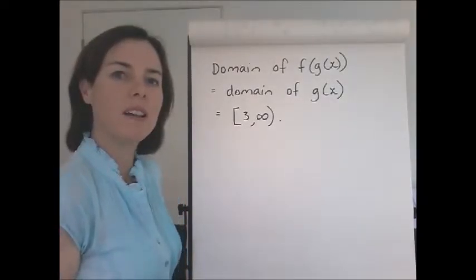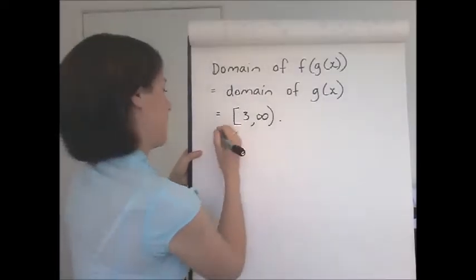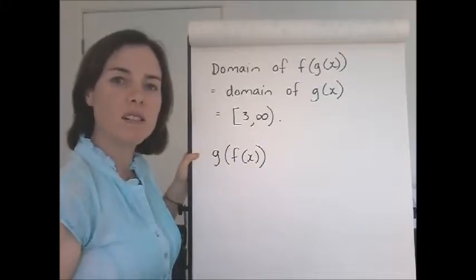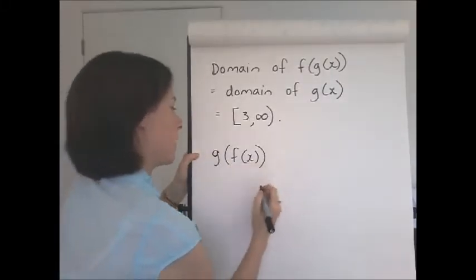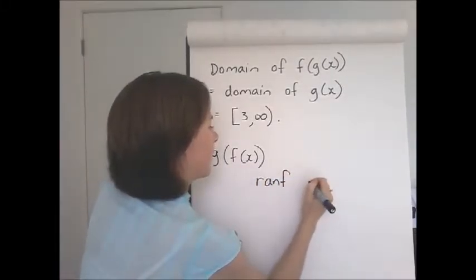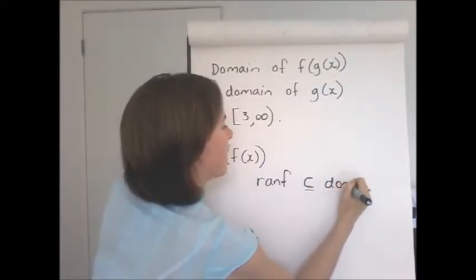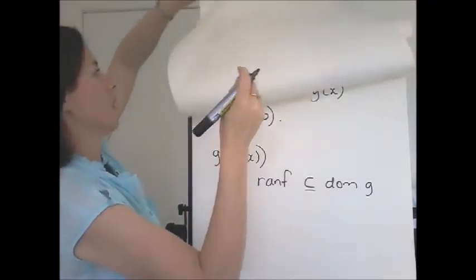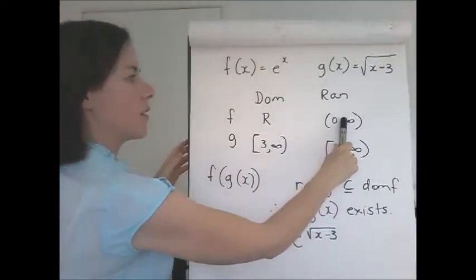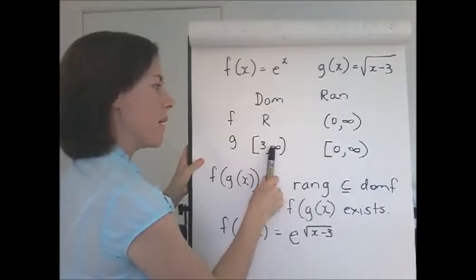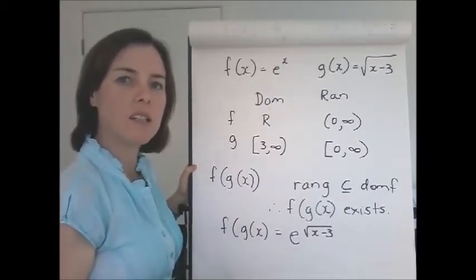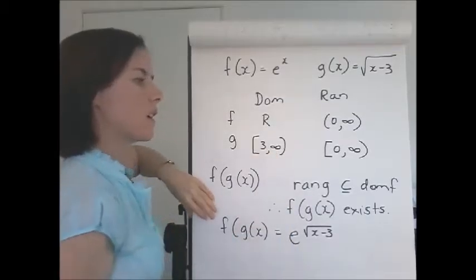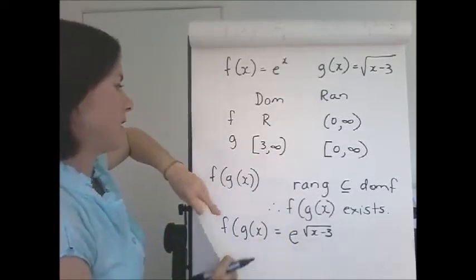Now we need to find whether the other composite function exists, which is g of f of x. Does this also exist? If it does, the range of f will be a subset of the domain of g. The range of f will be a subset of the domain of g. And that's not the case this time. This is a wider interval of values than this is. So the answer is no, that doesn't exist.